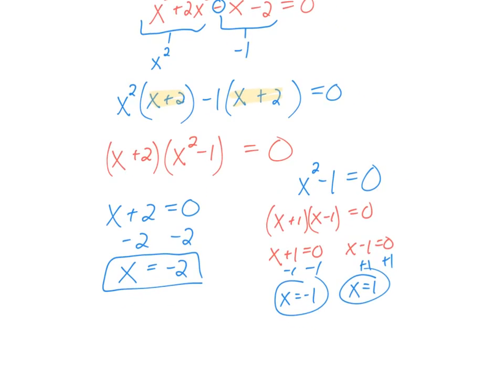I just want to show the other way you could have solved this, which is totally fine. You could have added 1 to get x squared equals 1, and then taken the square root to get x equals plus or minus 1. So that way would get you the same thing, a positive 1 and a negative 1. Gets the same answer. I just want to show there's more than one way to do it. All right, so we're still factoring. We just set them equal to 0 and we solve it.